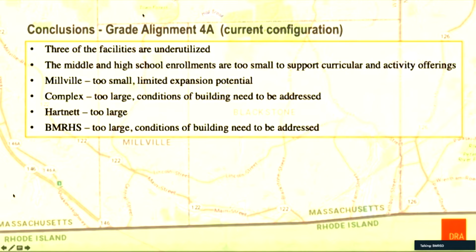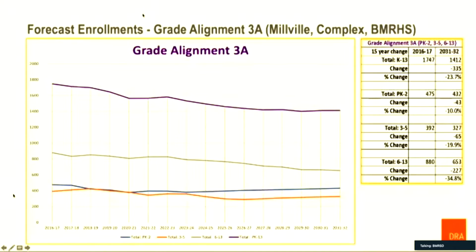And so if we pull that together, 3 facilities are underutilized. Middle and high school enrollments are too small. Millville's too small. Complex is too large. Hartnett's too large, and high school's too large. So we're not telling ourselves anything we don't know. This is what we're doing right now.